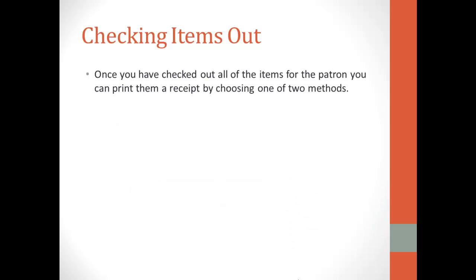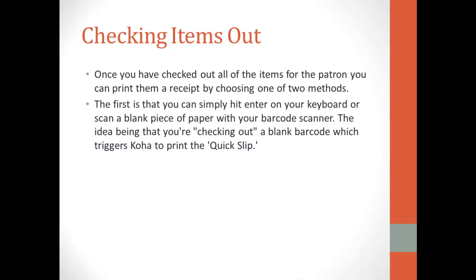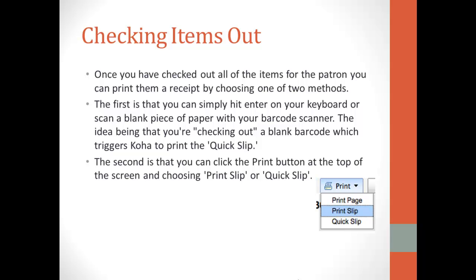Once you have checked out all of the items for the patron, you can print them a receipt by choosing one of two methods. First, you can simply hit Enter on your keyboard or scan a blank piece of paper with your barcode scanner. The idea being that you're checking out a blank barcode, which triggers Koha to print the quick slip. The second option is to click Print at the top of the screen and choose Print Slip or Quick Slip.